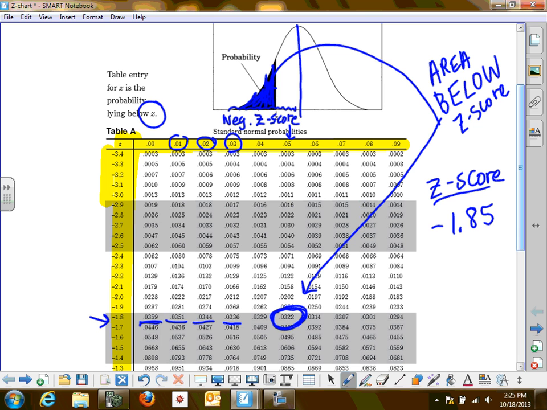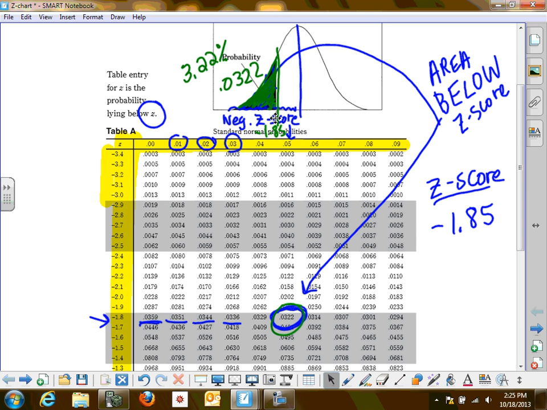So for example, at a z-score of negative 1.85, how much is this area below the z-score of negative 1.85? 0.0322. Very good. If you're going to put that in percentages, then that's 3.22%. So this area is 3.22% of all the data that we've got in this curve.